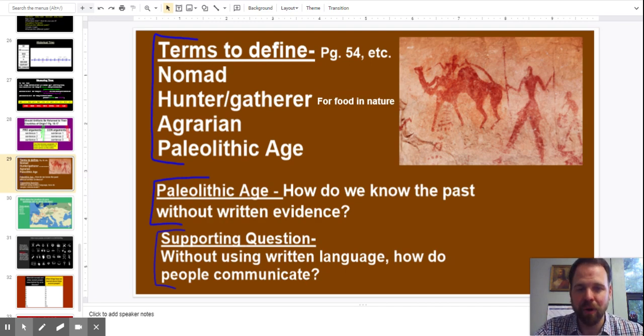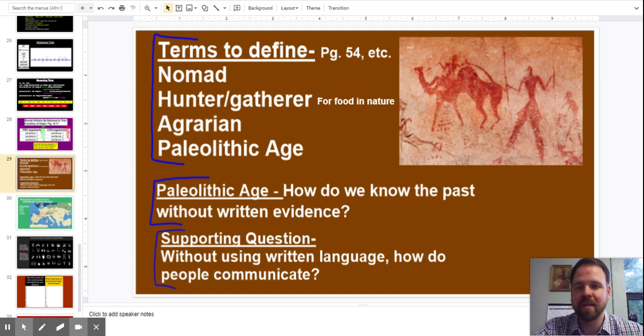Now, the gatherer part, I put for food in nature because when you see this term gatherer, that means literally what it says. They didn't do anything as far as planting it. They literally gathered it. They found natural things like nuts and berries in the woods and the different forested areas, and they just gathered what was there naturally. Okay, they didn't really do anything as far as creating it or planting it. They just kind of had to find it naturally.